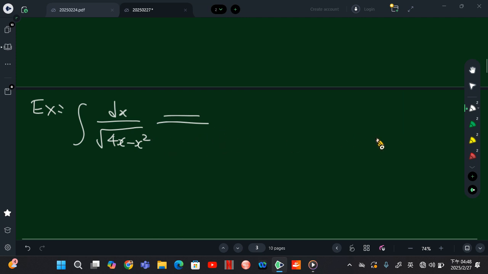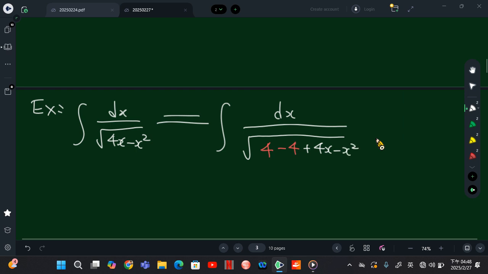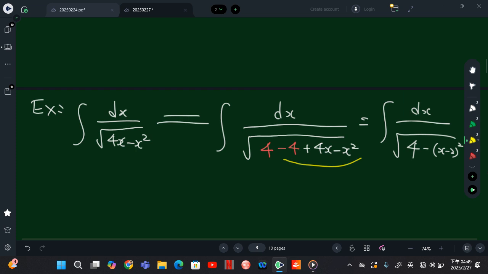Actually, there is also a tip that you should regard this one as 4 minus 4 plus 4x minus x squared. So I just add 4, but to keep them consistent, I need to add minus 4 there, so that we can cancel these two 4s and go back to the original form, right? But with this, we can have 4 minus (x minus 2) squared, right? Because this will represent a complete square, right?